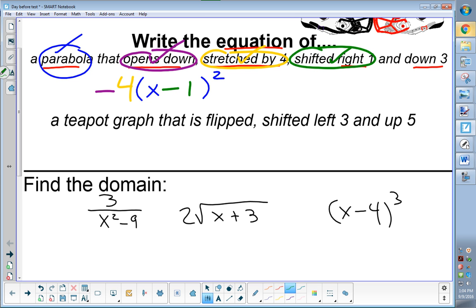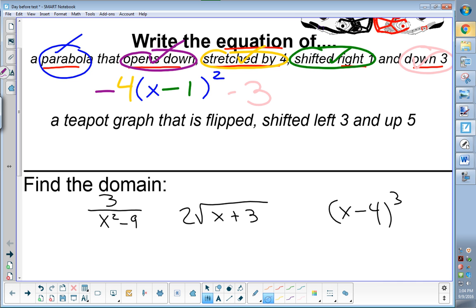And then the last thing is down 3. If I want to go down 3, what am I going to add to my equation? Yep. -3, down 3, we tag a -3 on the end of that equation. Questions with something there? Same thing on the next one.